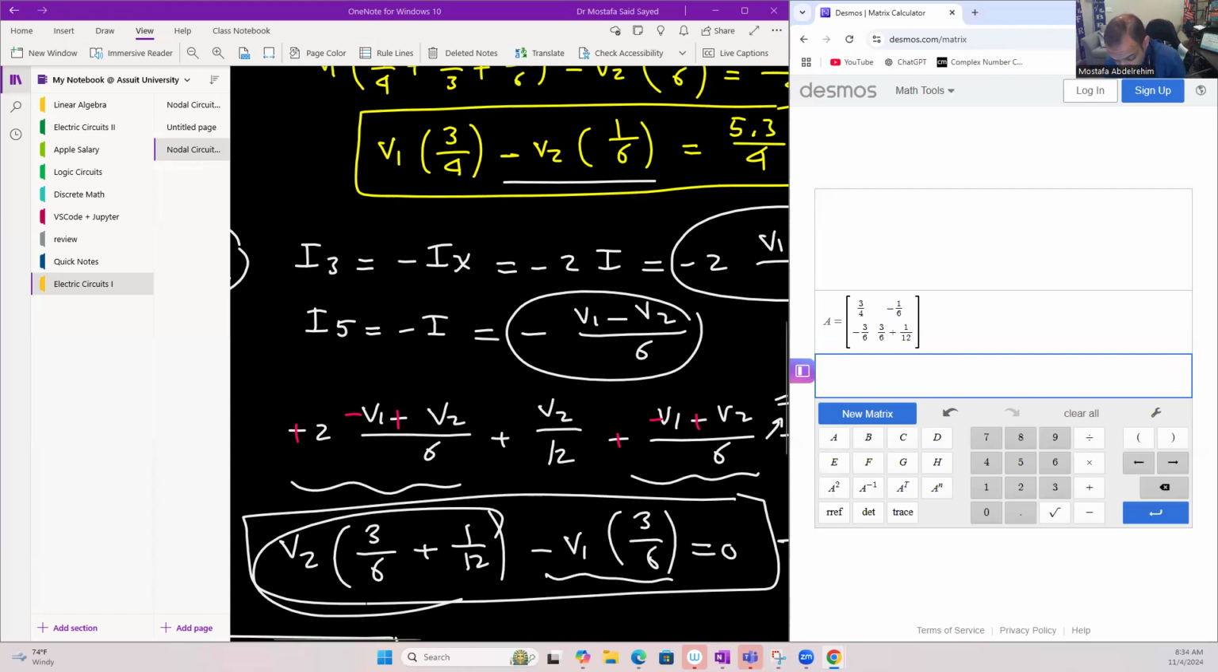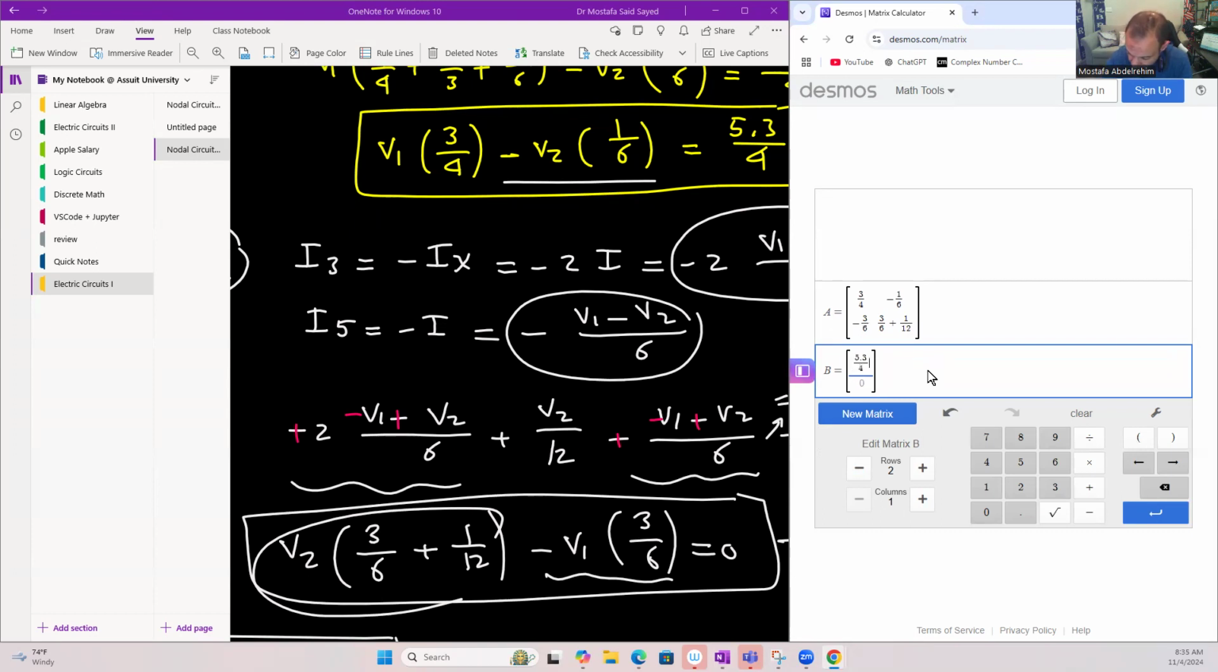Now we need another matrix for the right hand side. We have here 5.3 over 4, and here 0. So we're going to define another matrix called B, by clicking new matrix. Now we need just one column, not two, so decrease the columns by 1. In the first row we put 5.3 divided by 4, and in the second one we put 0.